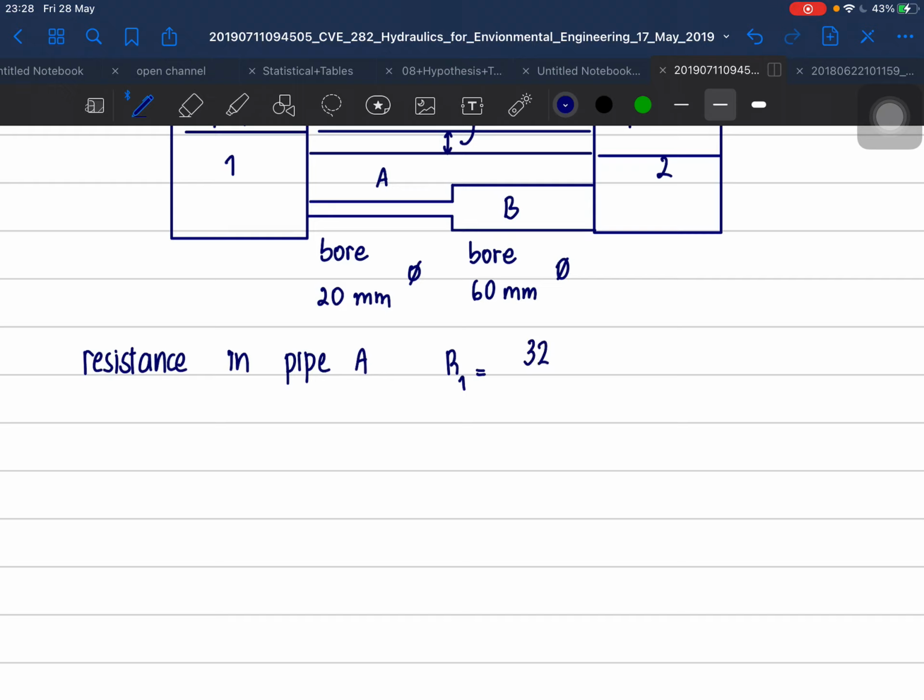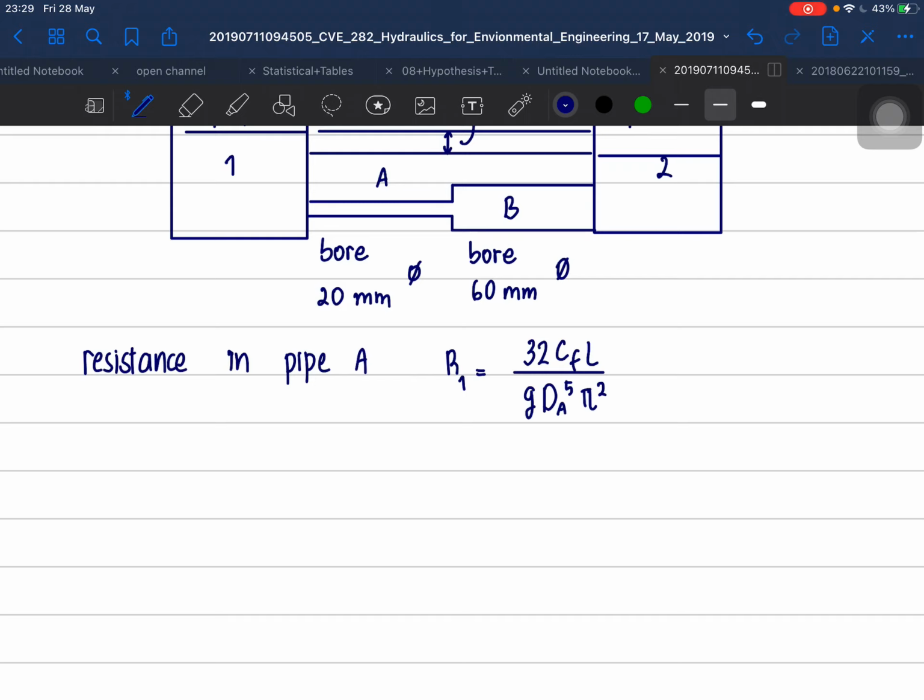32 F L over G D A to the fifth pi squared. You can check with my formula paper. I'll also check with it as well in case there are some mistakes. I'm always likely to have some mistakes during this kind of work.